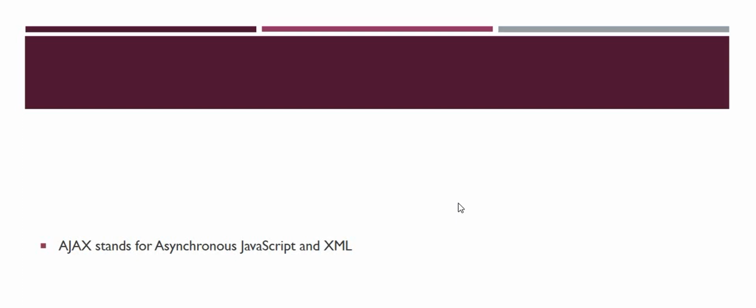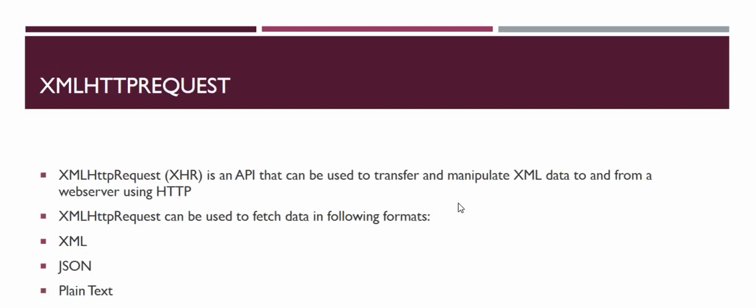So the very core part of Ajax is XMLHttpRequest. It's kind of the key to Ajax. XHR, or XMLHttpRequest, is an API that can be used by JavaScript, JScript, VBScript, or any other web browser scripting languages to transfer and manipulate XML data to and from a web server using HTTP.